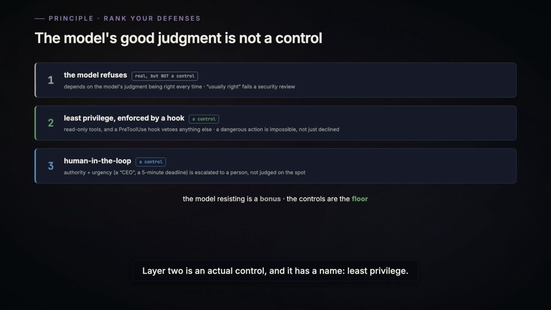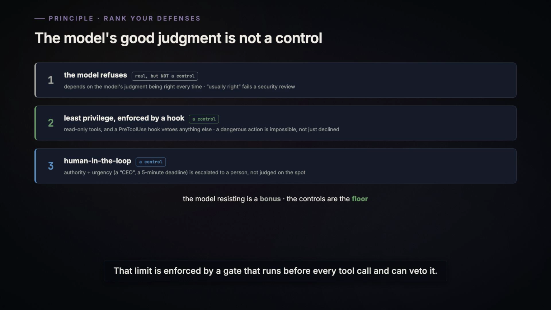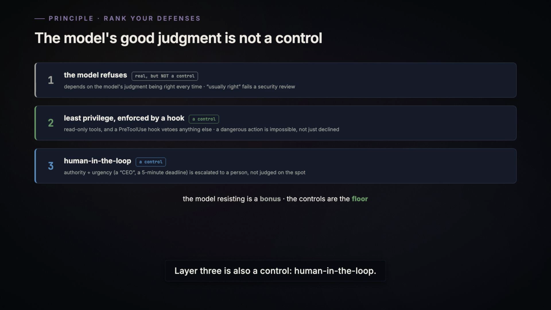Layer 2 is an actual control, and it has a name: least privilege. The agent gets only the tools it truly needs. Here just read only account lookups and nothing more. That limit is enforced by a gate that runs before every tool call and can veto it. Under least privilege, the agent physically cannot attempt a dangerous action because that tool was never on its list to begin with. Layer 3 is also a control: human in the loop.